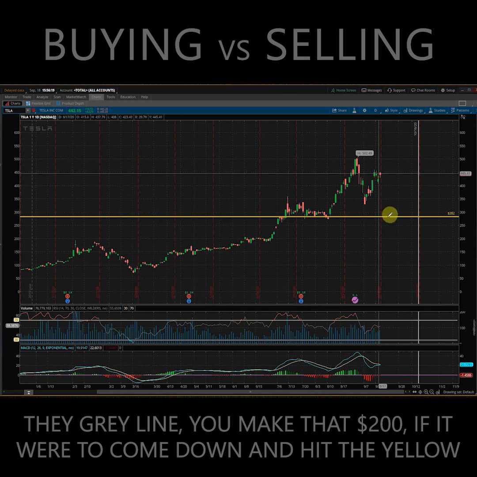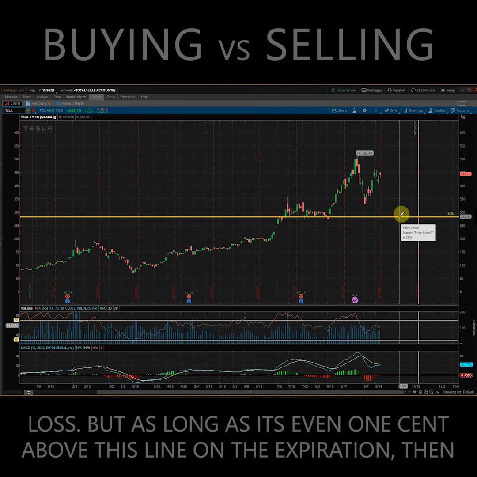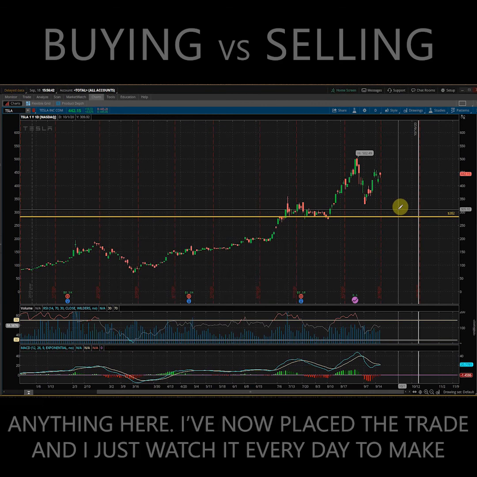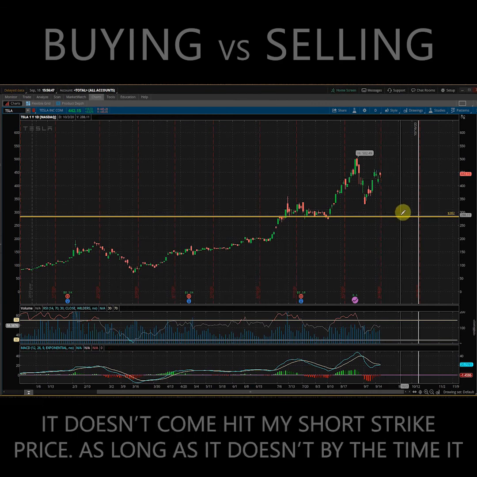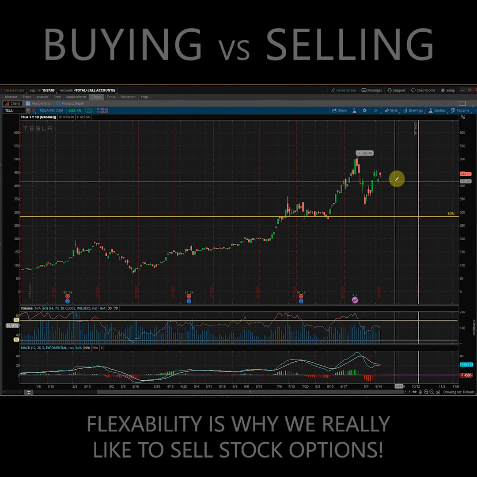If it were to come down and hit the yellow line, that's when we get out of our trade. That's where we'll place our stop loss. But as long as it's even 1 cent above this line on the expiration, then we win the full amount of the trade. So as an option seller, I don't have to do anything here. I've now placed the trade and I just watch it every day to make sure it doesn't hit my short strike price. As long as it doesn't, by the time it crosses the gray line, I make the full premium on the trade, and that flexibility is why we really love to sell stock options.